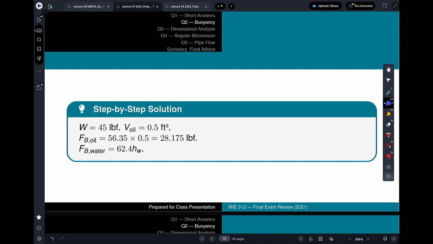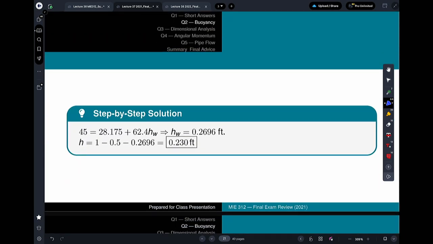The volume of oil is 0.5 cubic feet. And you have, for force on the oil, 28.175. And the water has a buoyancy force which is 62.4 times the height of the water.